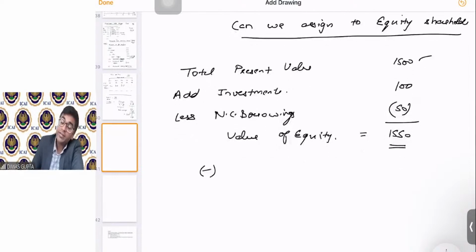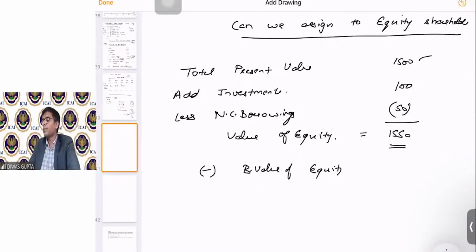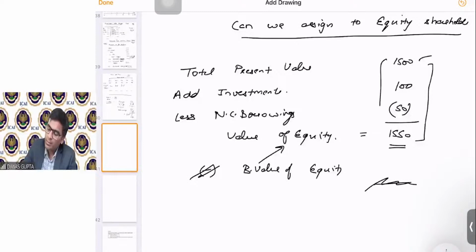Now from this we can reduce the book value of equity to arrive at the excessive amount, students. Or let's say we can compare the book value of equity with this value of equity if we don't want to reduce it. So please do remember, students, this is a very crucial part, right? Which we tend to forget.